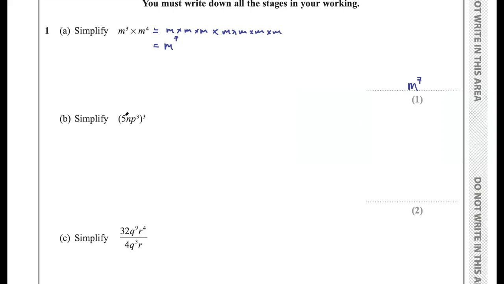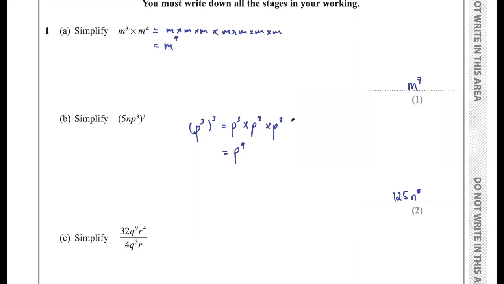Part B says simplify 5np cubed, all cubed. For this, we distribute that power outside of the brackets to all of the terms inside the brackets. So we'll have 5 cubed, which is 125, n cubed, which is just n cubed, and p cubed cubed. And this is another index law that's going to help you here. So p cubed cubed is like saying p cubed multiplied by p cubed multiplied by p cubed. And similar to part A, we would add the indices there. So this would be 3 plus 3 plus 3, which is p to the power 9.